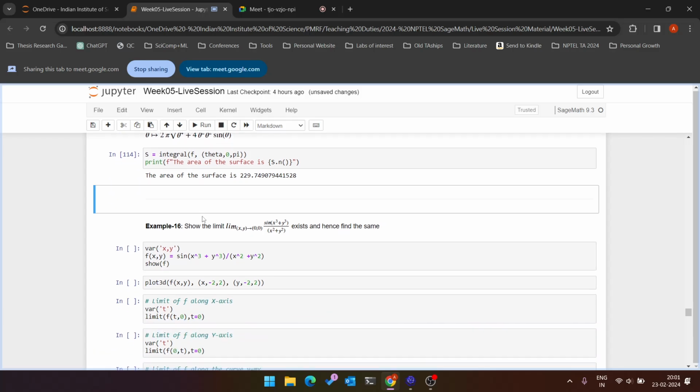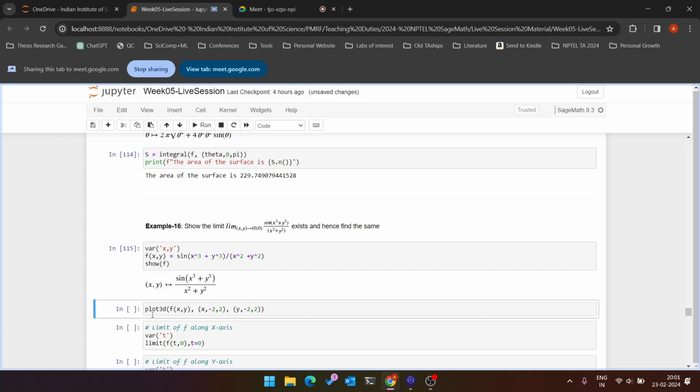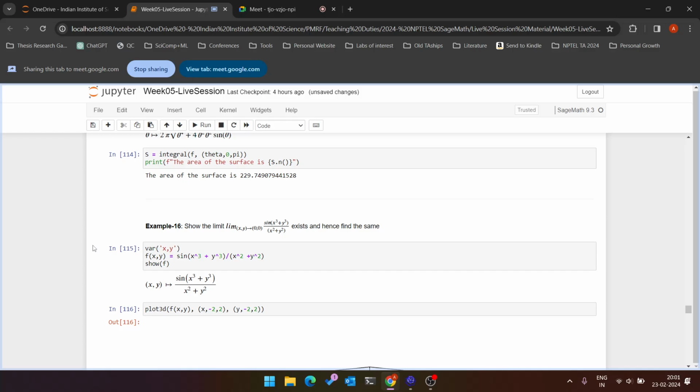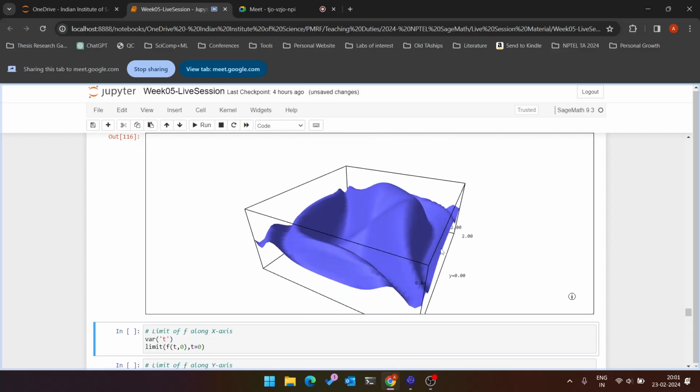Next question we have is on limits. Suppose we want to calculate the limit of a function on x and y both going to the origin, and we want to see if it exists, and if it does, we want to find it. We again begin by initializing our variables, writing down our function with sine of x cube over x square plus y square. Next, we do a 3D plot for f of xy with the limits x going from -2 to 2 and y also going from -2 to 2. So this is how the plot surface ends up looking like.